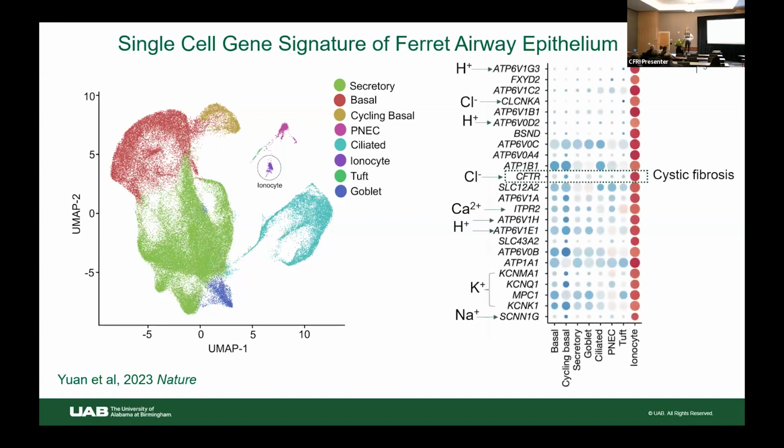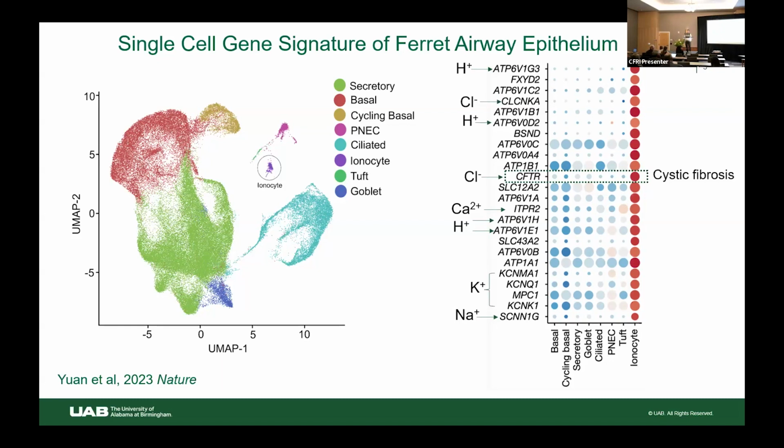Now we check the gene expression profile. Very surprisingly, the pulmonary ionocyte showed a really high concentration of ion channels. For example, the proton pumps ATP6V1G3 and many other proton pumps of the ATP6 family, and also chloride transporters, such as the bicarbonate chloride transporter CLCNK. Most importantly, the cystic fibrosis gene CFTR is very highly enriched in ionocytes. Those ionocytes also showed a very high abundance of other ion channels, such as calcium channels and sodium and potassium channels.